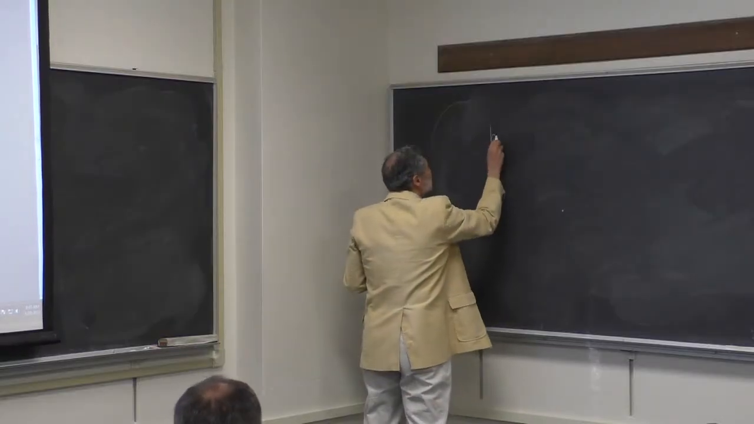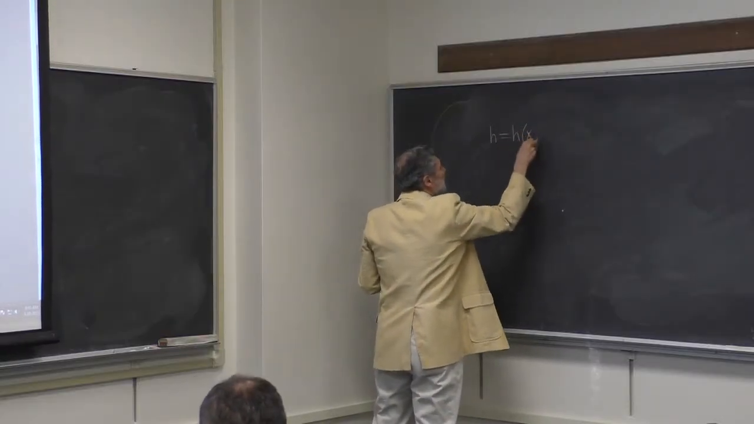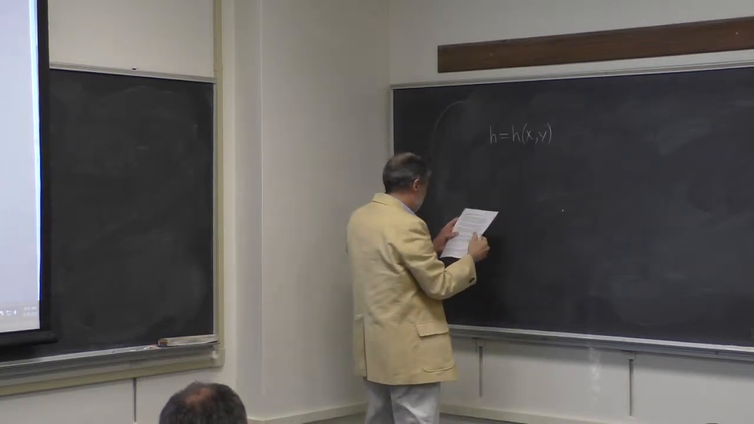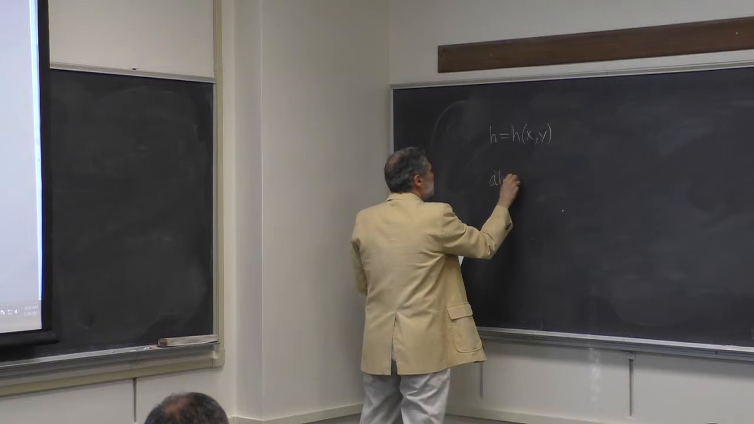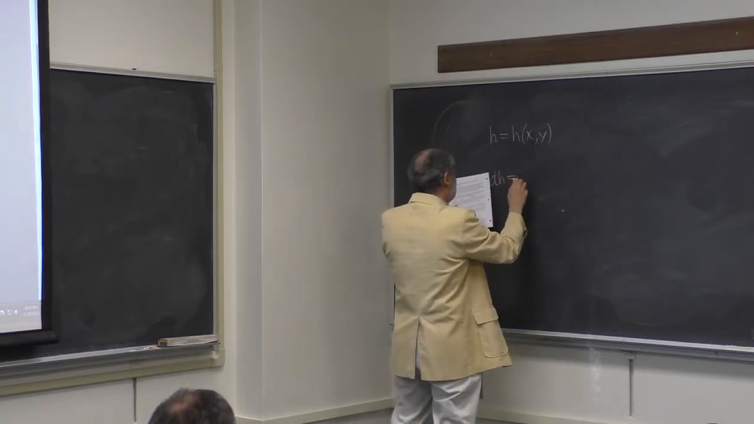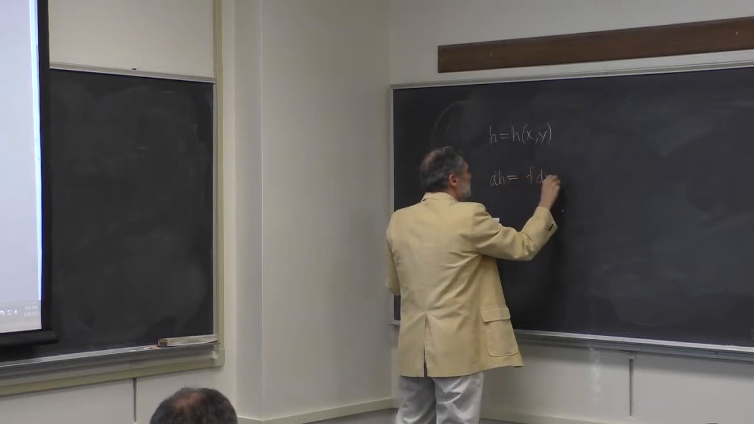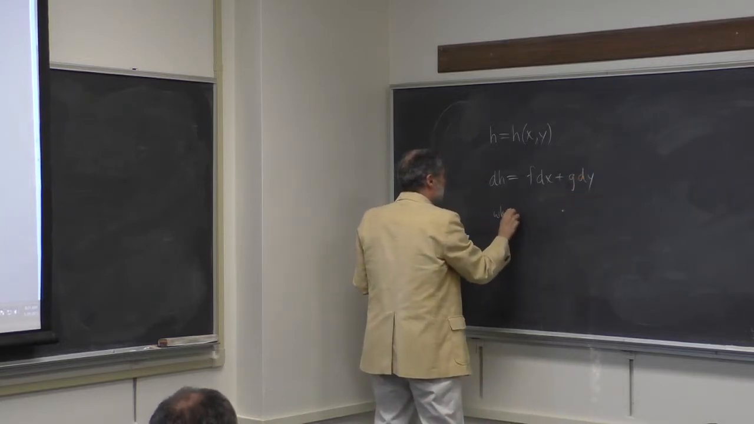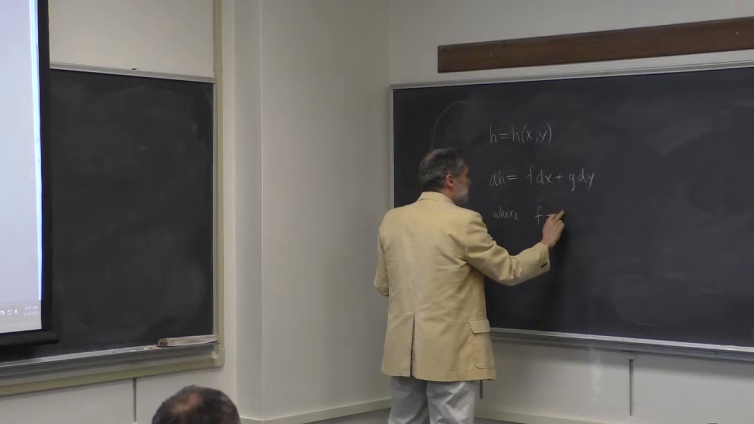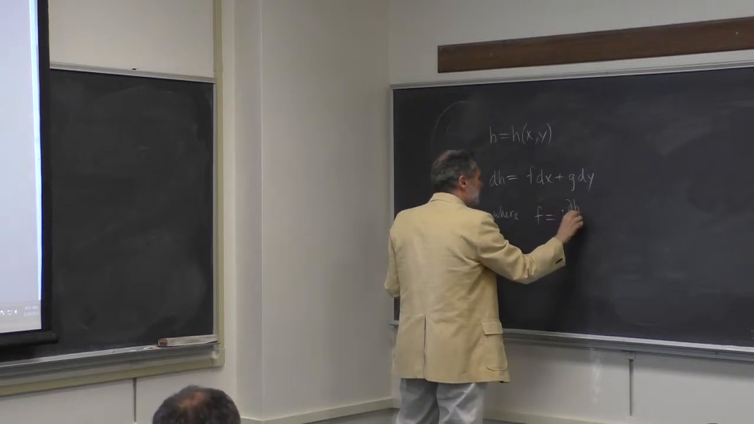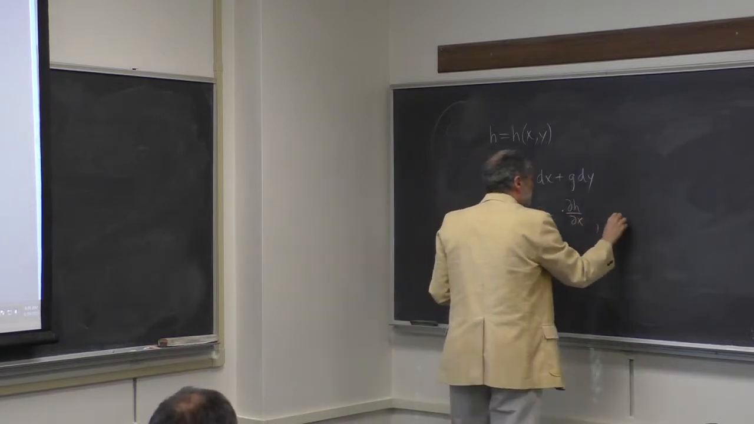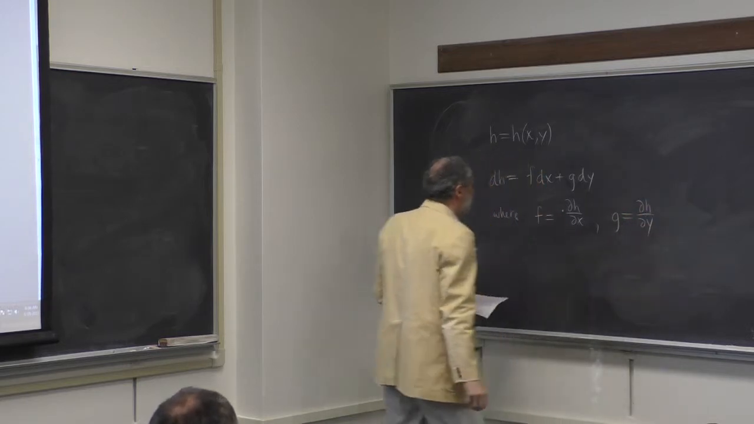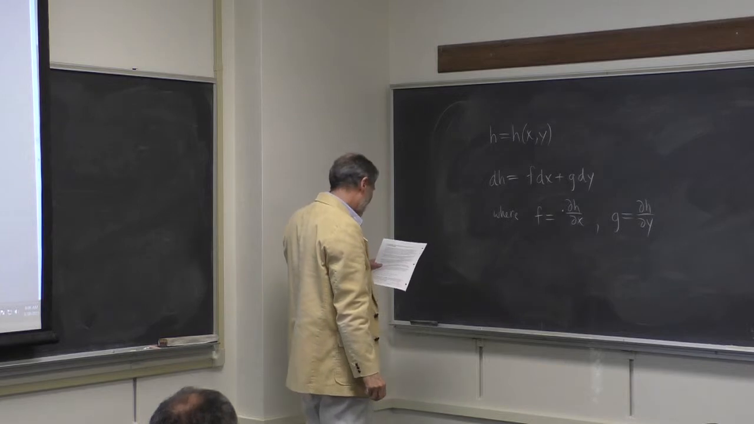Consider a function h of two variables, okay? This is just general math here. You know that the differential is going to look something like this, where this f function is, of course, the partial of h with respect to x, and the g function is the partial of h with respect to y. Okay?